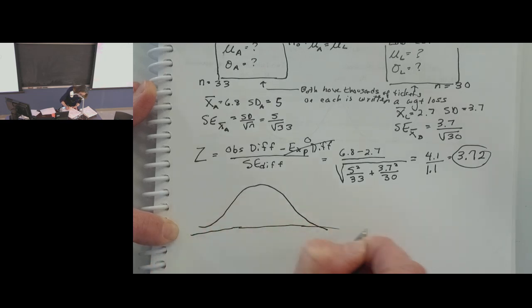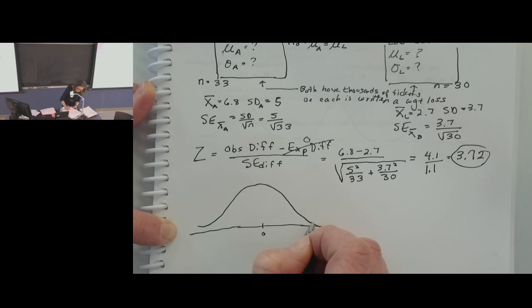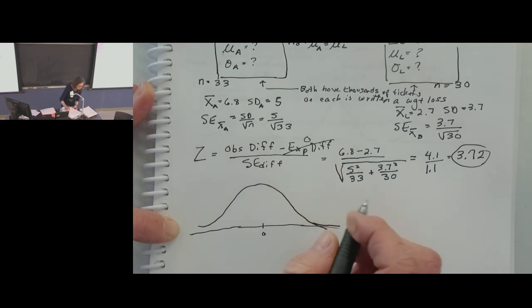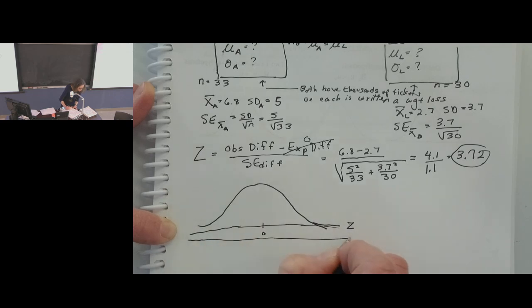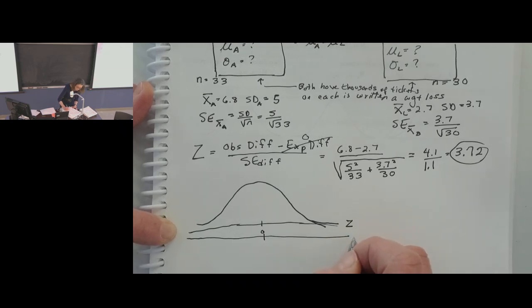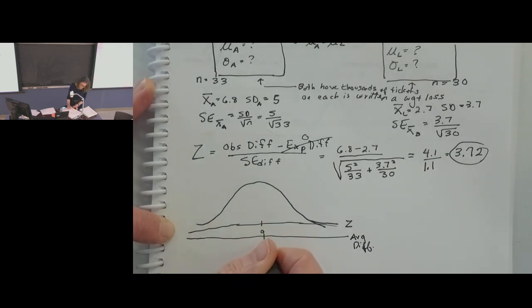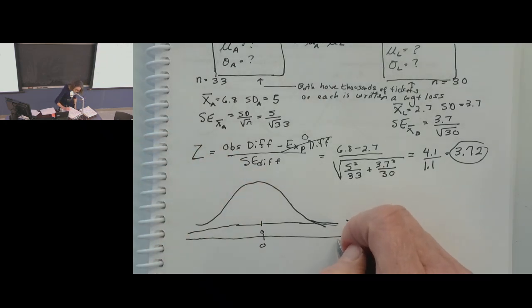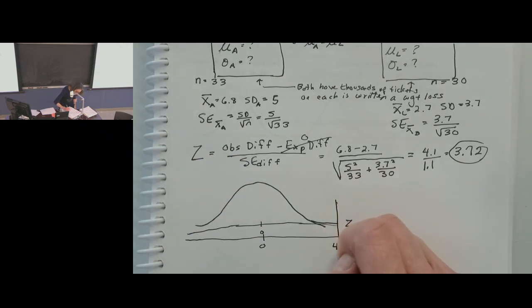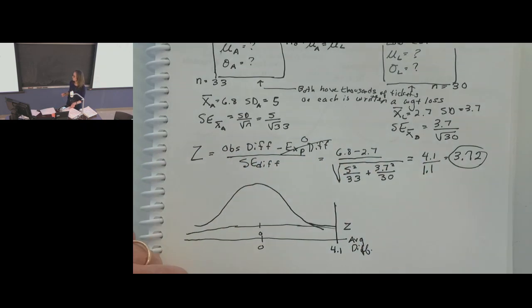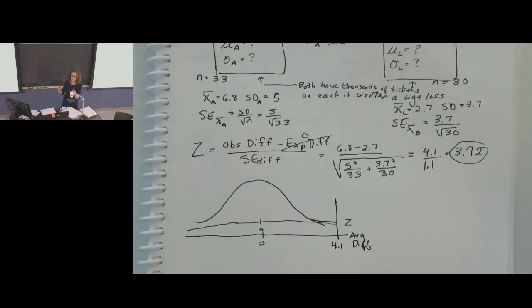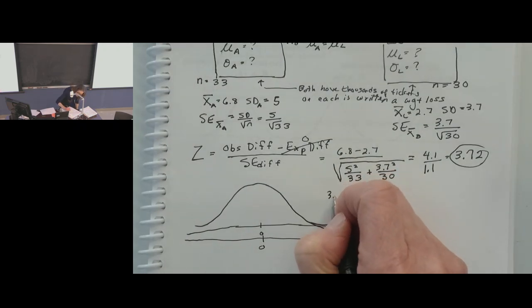Because what do we have here? This is our z, and this is our average weight loss difference. We'd expect it to be 0, but we got 4.1. We got 4.1 in the numerator here, not pounds, but percent weight loss difference, and this matched up with 3.72.